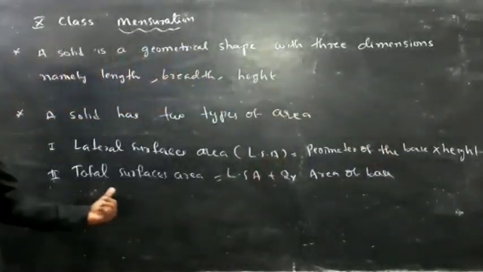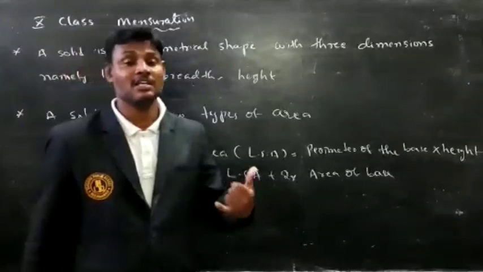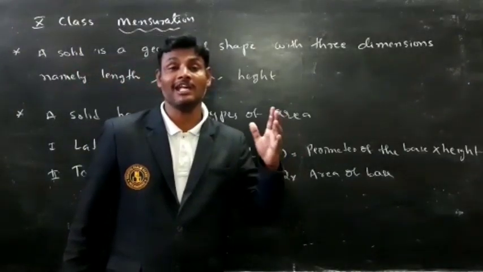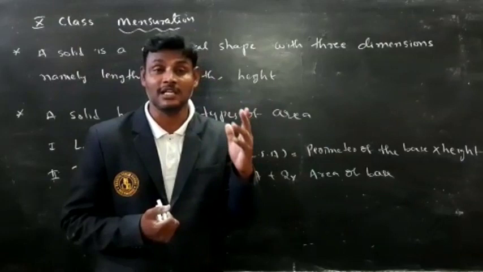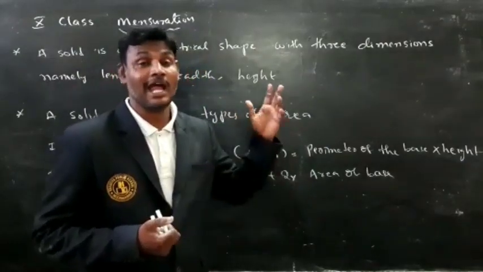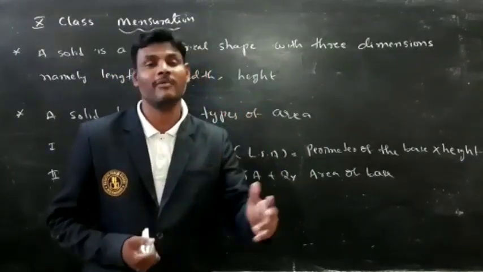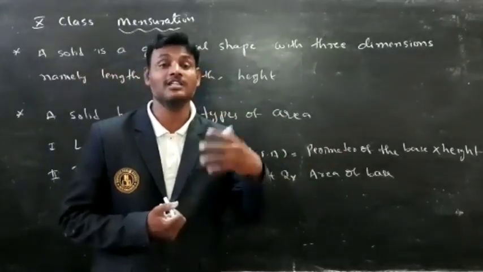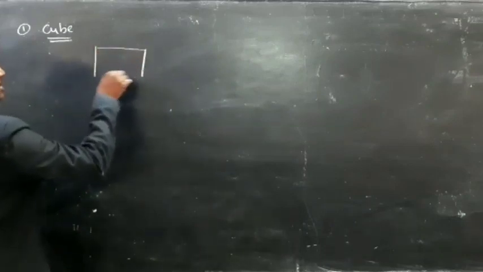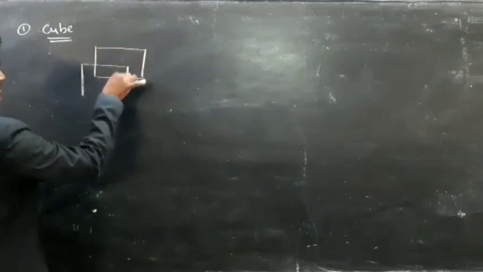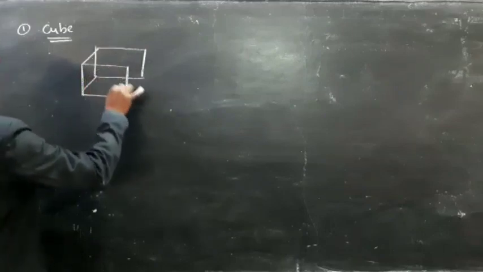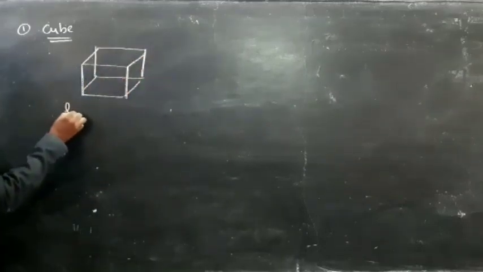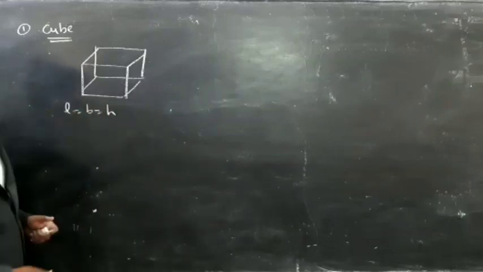Next, total surface area, in short TSA. To find the total surface area of a solid, lateral surface area plus 2 into area of base. So solids have 2 types of areas, lateral surface area and total surface area. Here first I am taking cube. The base of the cube is square. In a cube, length, breadth and height, all 3 are equal.